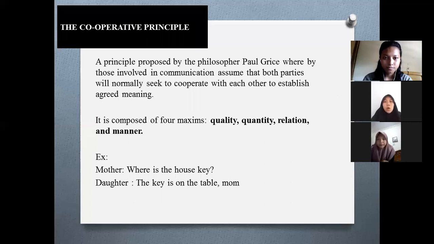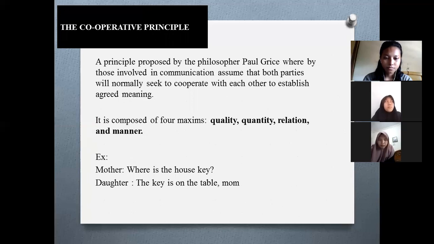The cooperative principle, a principle proposed by the philosopher Paul Grice, whereby those involved in communication assume that both parties will normally seek to cooperate with each other to establish agreed meaning. It is composed of 4 maxims: quality, quantity, relation, and manner.